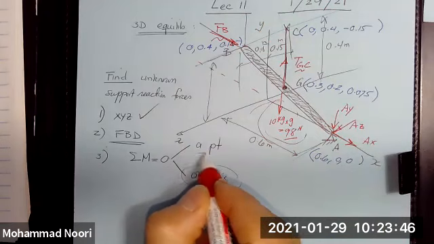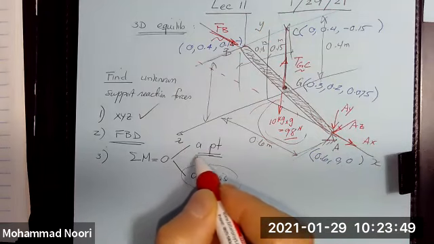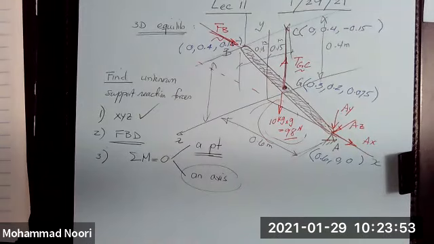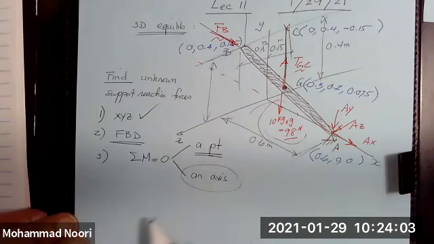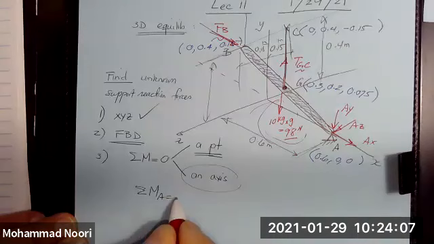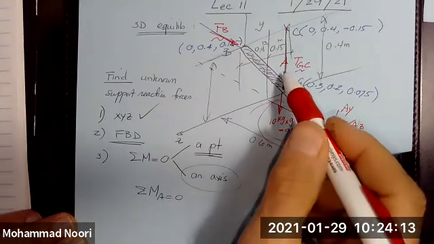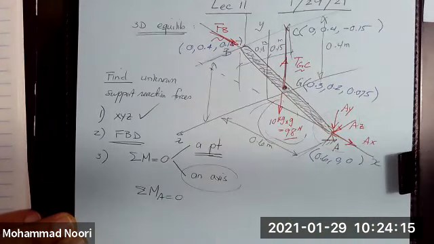As an alternative, I want to show you that even if you don't detect that axis, you can detect a point where several unknowns intersect and take moment about that point, that's also all right. So for that reason, I'm going to take summation of moments about A equal to 0. Why? Because I have 3 unknowns here, so I end up with only 2 unknowns.